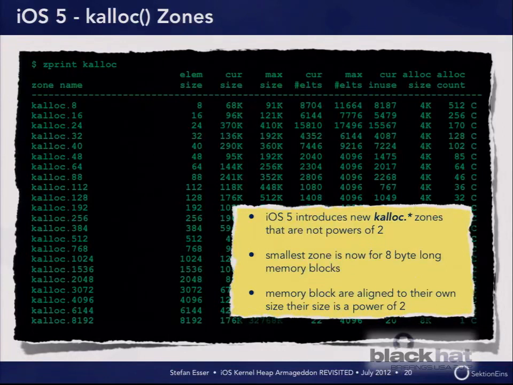Now they're starting at 8 bytes and have some completely non-power-of-2 numbers in there, like 48 or 112, 88, and so on. I guess the reason for that is that there's a lot of memory allocated in these intermediate zones, and by making the zone element size smaller, you don't waste so much memory, and so that's better for a mobile device. As I said in earlier talks, changing the smallest block to 8 bytes is actually quite useful for some exploits.